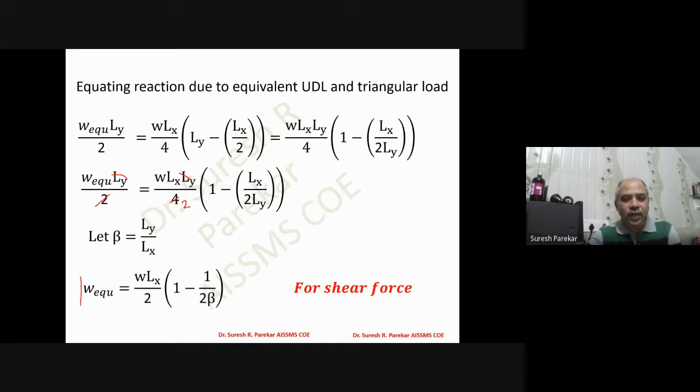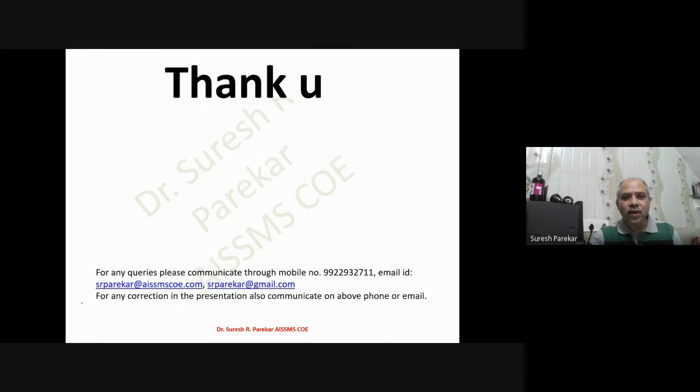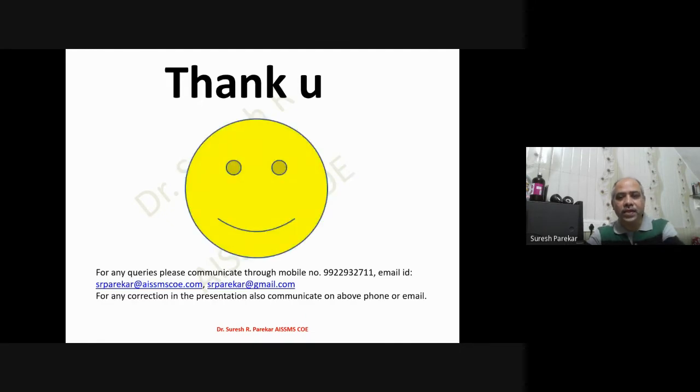So these two equations are most important to transfer the load from slab to beam. Likewise we have four equations, and these four equations we require to transfer the load from slab to beam. So this is all about load transfer from slab to beam.